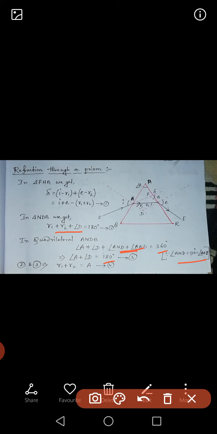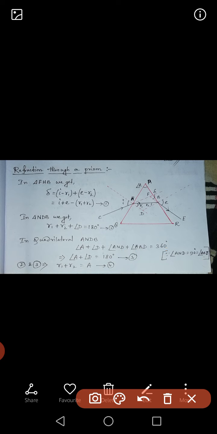D is 180. If you compare these two equations 2 and 3, what are we supposed to get? 180, 180 same, D same. That means R1 plus R2 is equal to A. So R1 plus R2 is equal to A. This is given equation number 4.